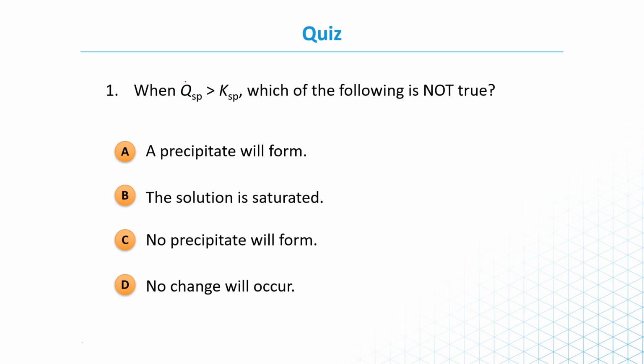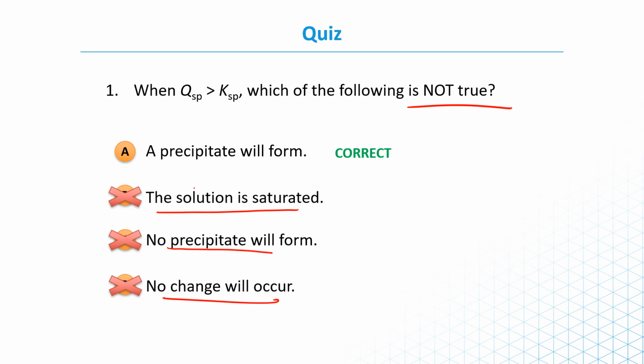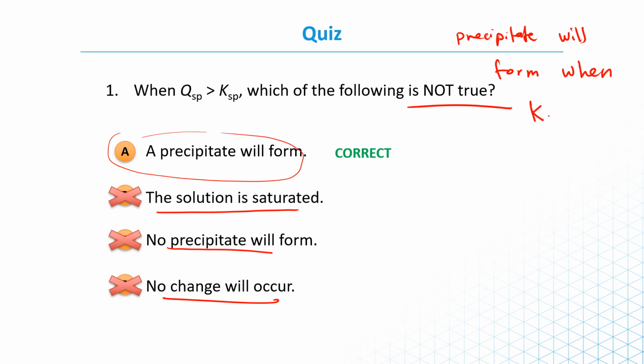So we said when Qsp is bigger than the Ksp, which of the following is not true? Okay, so all of these are going to be true. The solution is saturated, no precipitate will form, no change will happen, so a precipitate is going to form. This is the statement that is not true, because a precipitate will form when the Ksp is bigger than the Qsp.